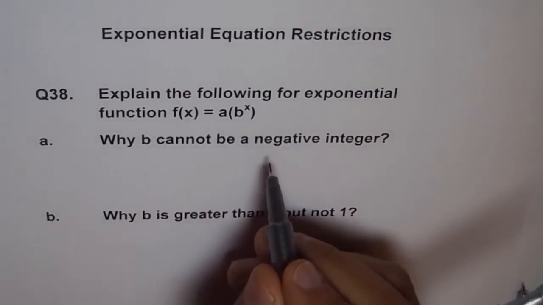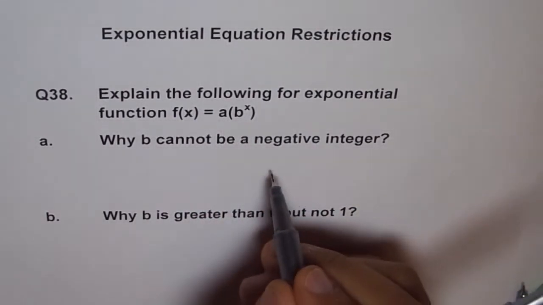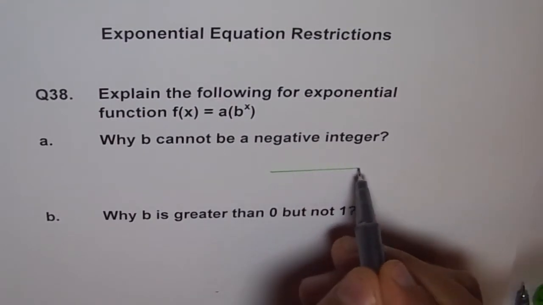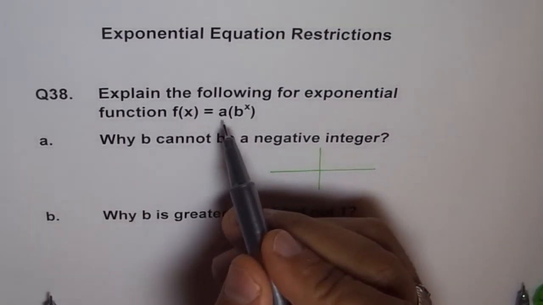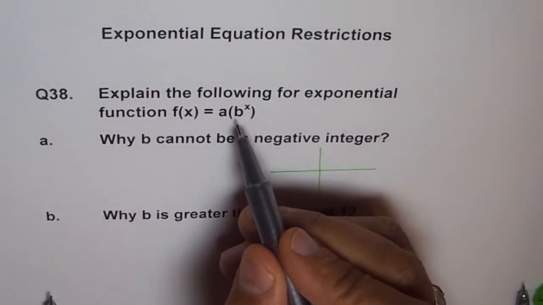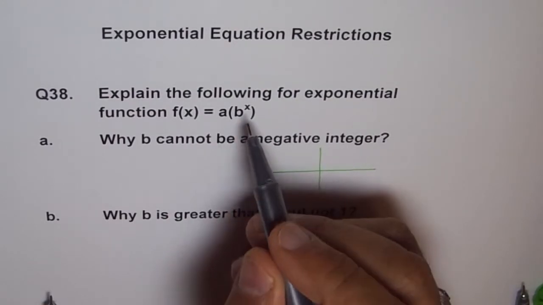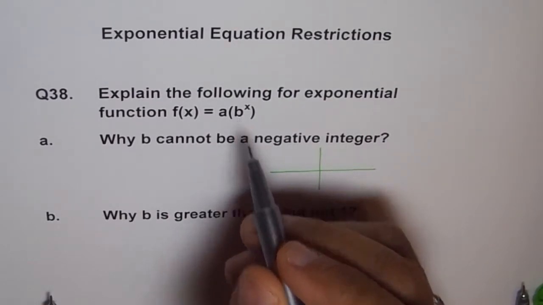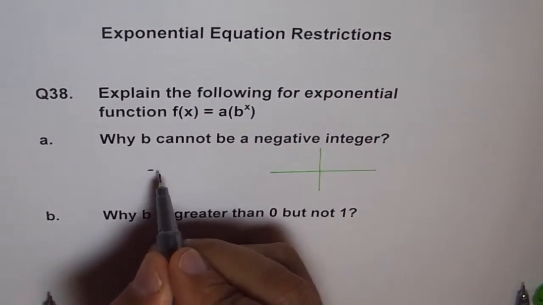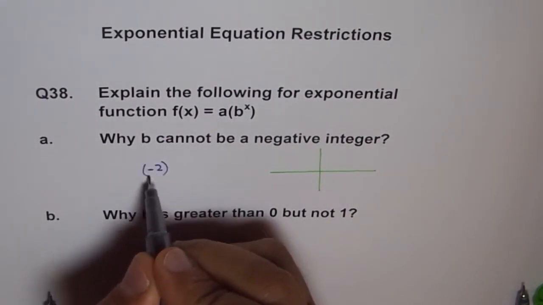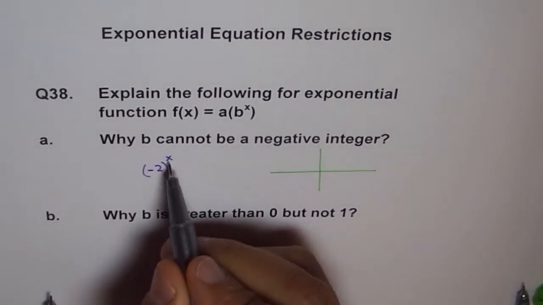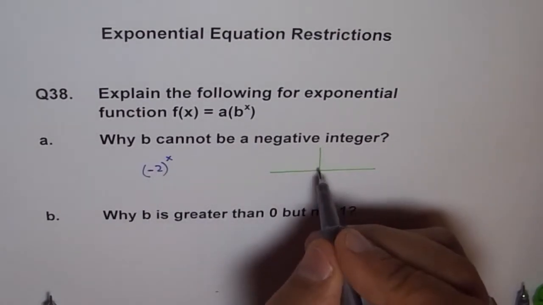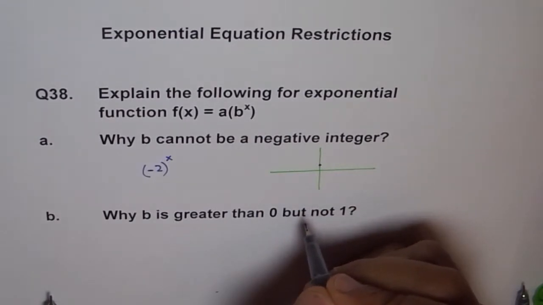So let us think that b is negative, and then let's try to plot. Okay, if b is a negative number, let's say a is 1, and let's say some negative number, let's say negative 2. Let us assume that b is negative 2. Let's take one example, and we have negative 2 to the power of x. Now, if I give x as 0, then anything to the power of 0 is 1, so I get a point here, correct?